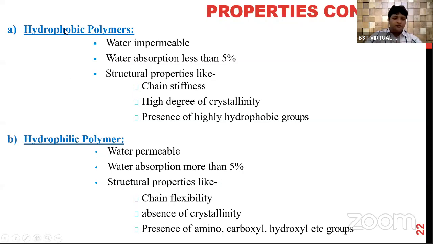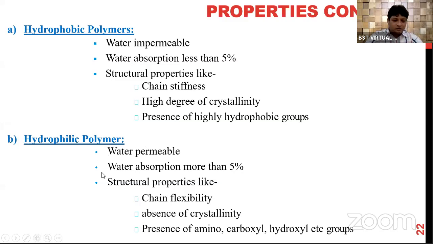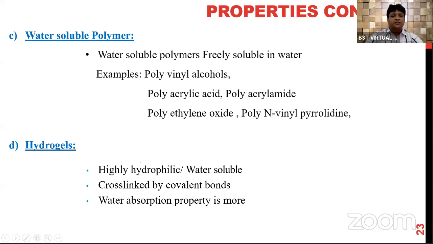So there is a basic difference between hydrophobic polymer and hydrophilic polymer, the classification based on water and polymer interaction. Now coming to the third one, the water soluble properties. The question is, what is the basic difference between hydrophilic polymer and water soluble polymer? Hydrophilic has water absorption properties of more than 5%, but the water soluble polymer is freely soluble in water. It is freely soluble in water.